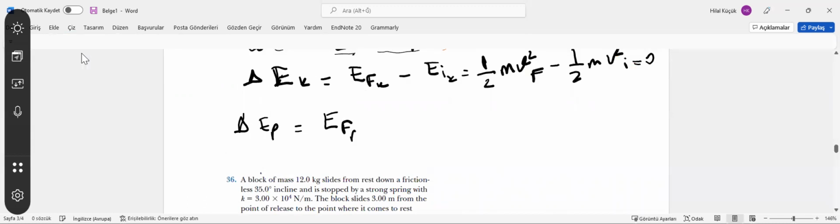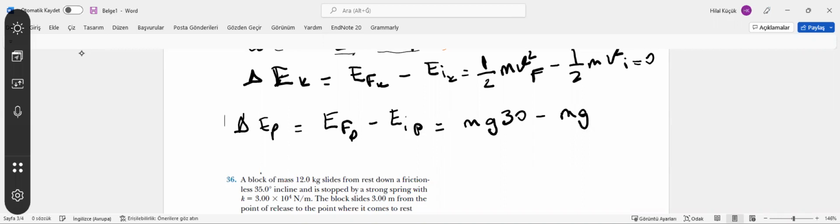Final potential energy minus initial potential. I know the final one, mgh, means 30. But for the initial part, I don't have any elevation, so you need to say this is 0.